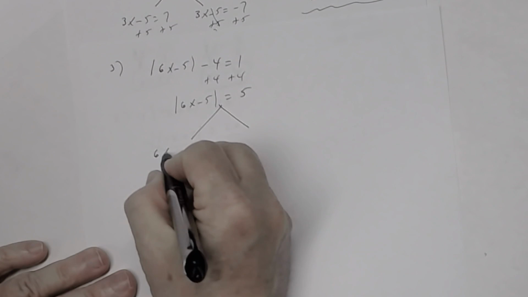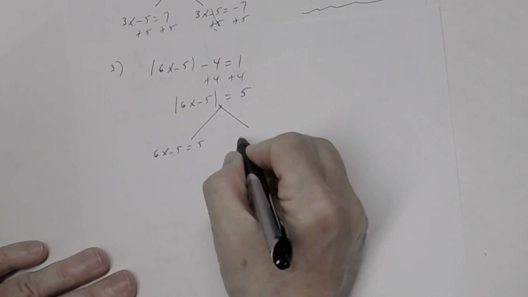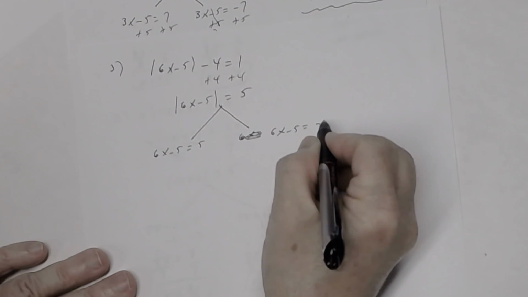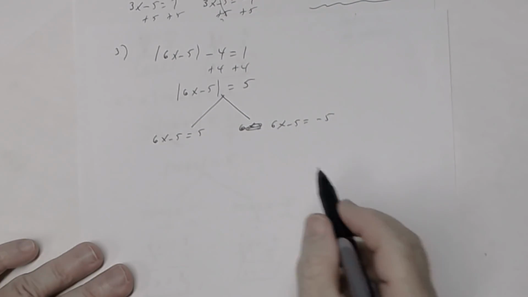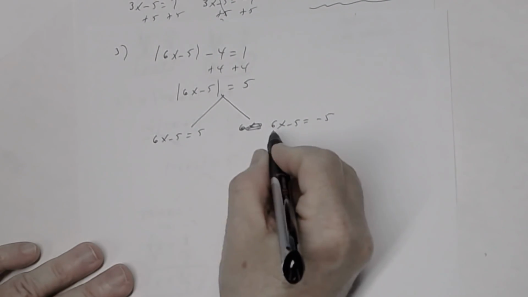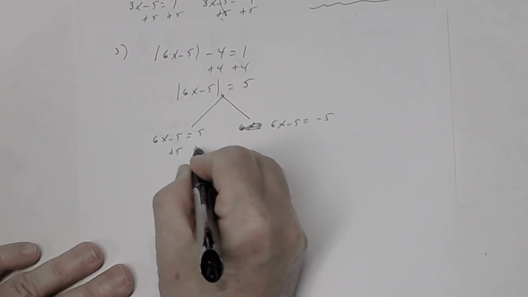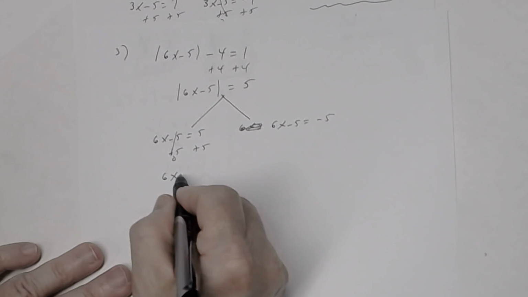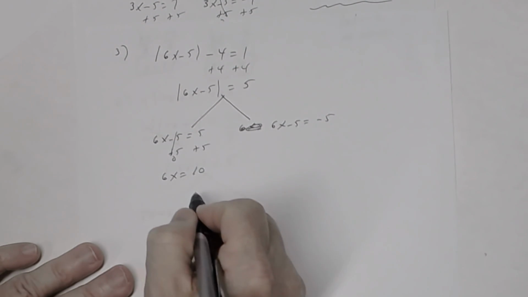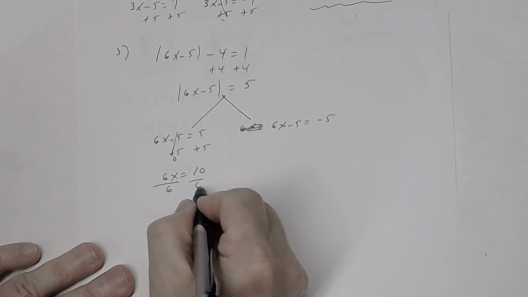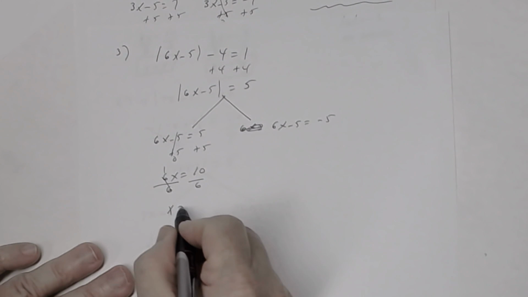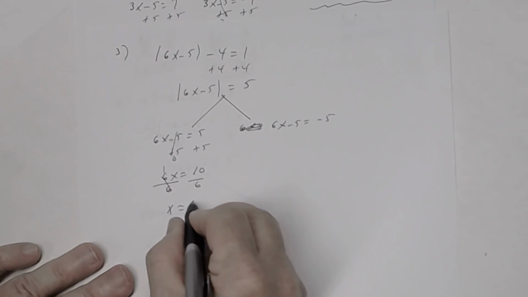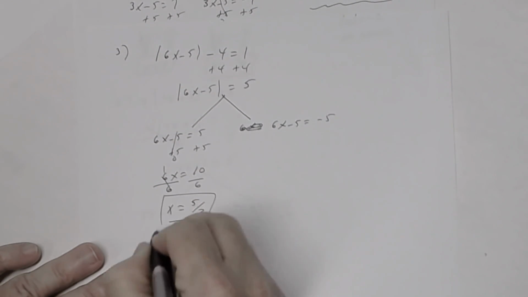So you're going to say 6x minus 5 equals 5. 6x minus 5 equals the opposite of 5, right? Okay. Now we're going to solve for x. Those are 2 linear equations, so you can add 5 to both sides. When I combine like terms, this is 0. I get 6x equals 5 plus 5 is 10. Dividing both sides by 6 and reducing, I get x to be 10/6 reduced is 5/3.